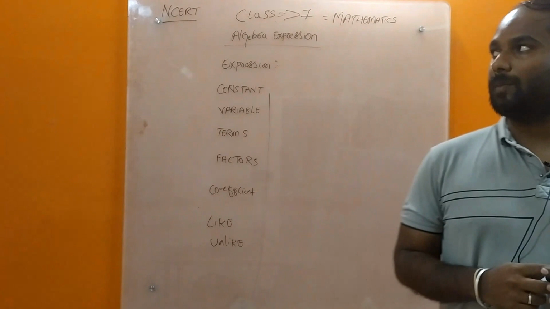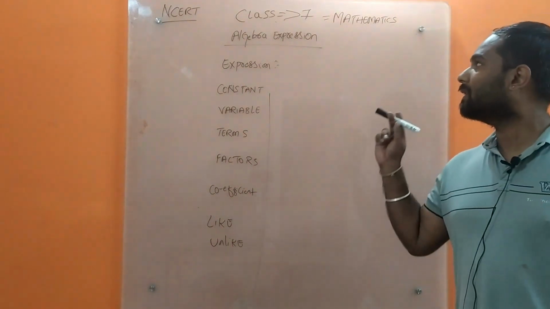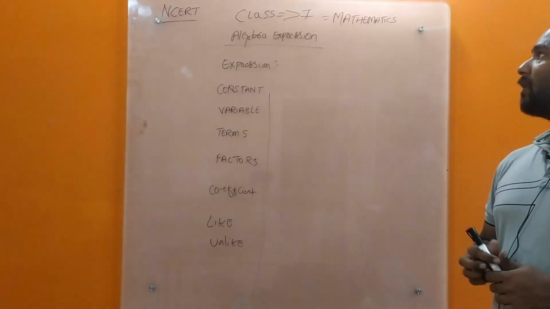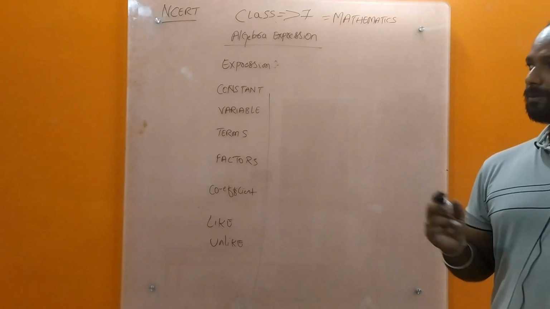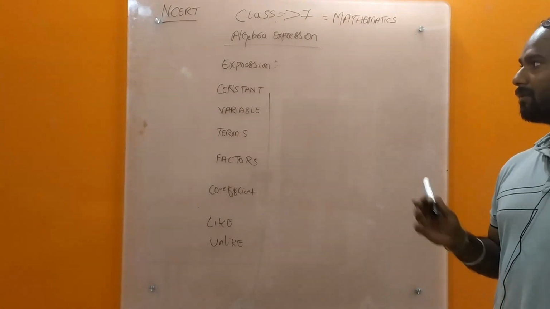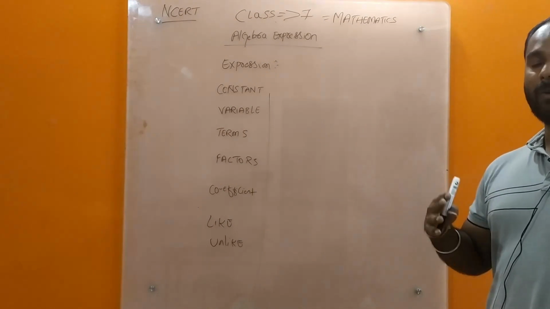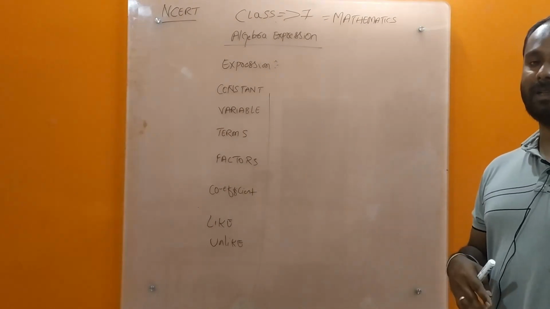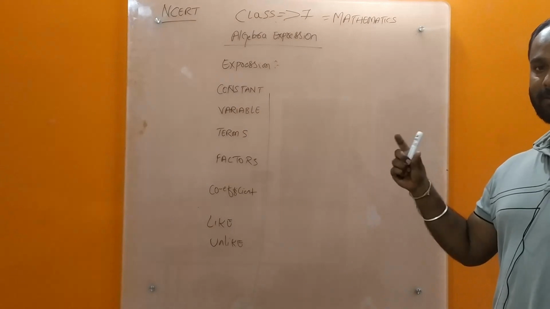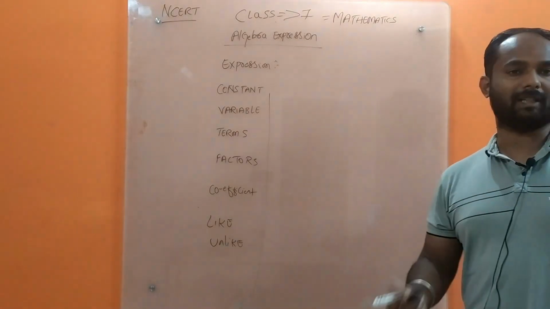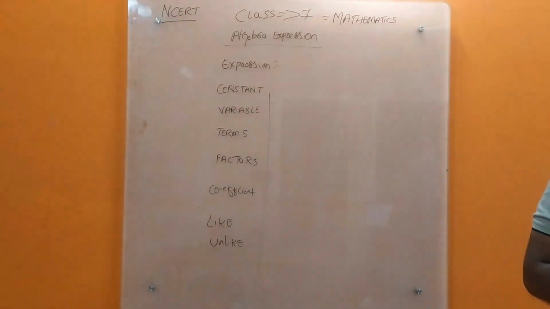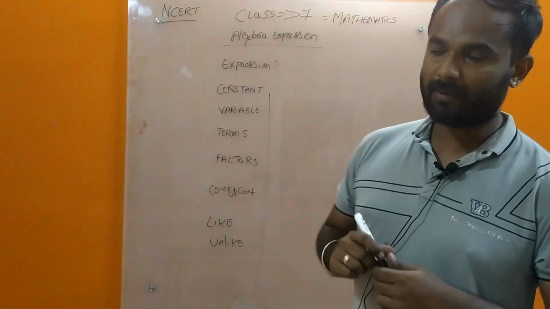Today we will discuss one of the important concepts in class 7 mathematics: algebraic expression. This is a basic introduction class. Here we will go through what an expression is, what the factors involved in expressions are, and what the parts involved in that expression are. First, I will take one basic example.